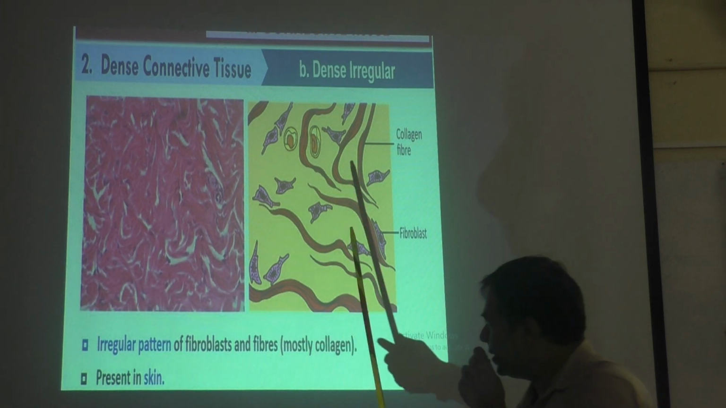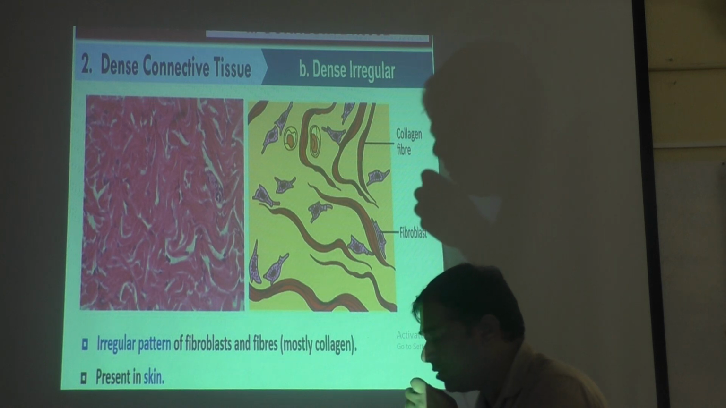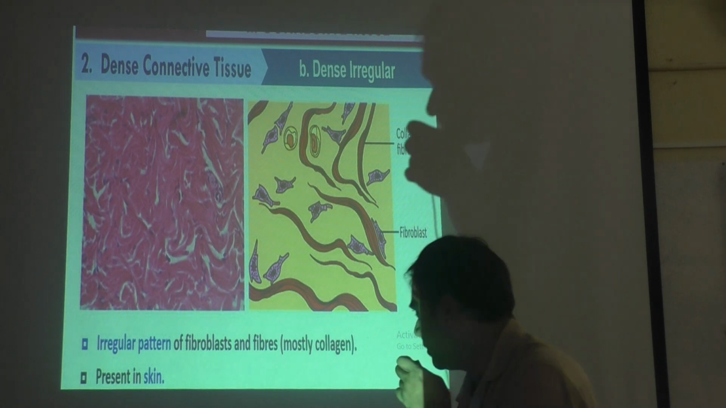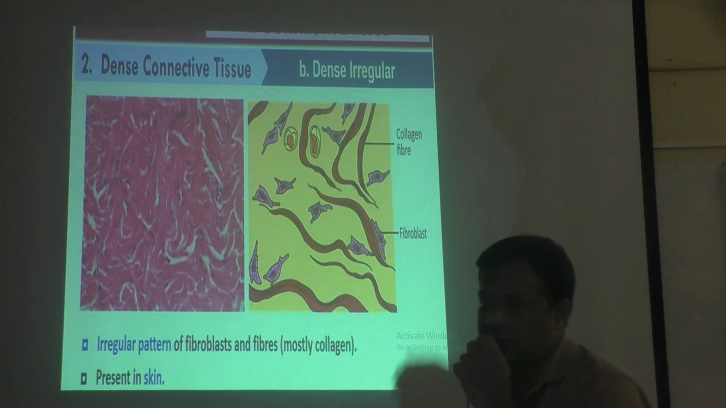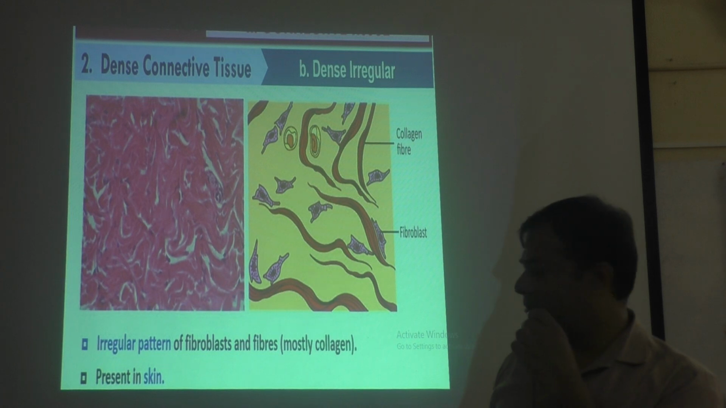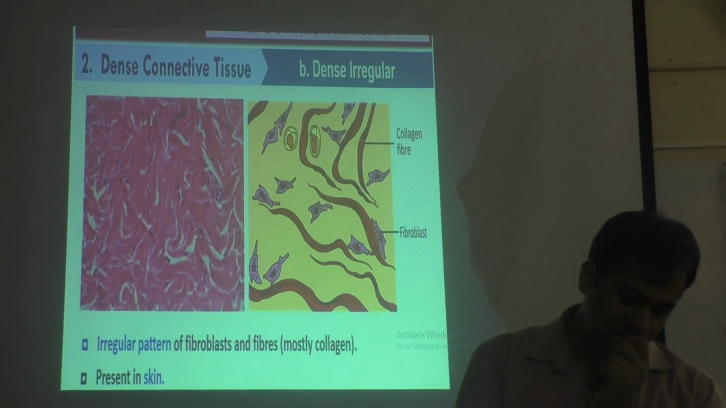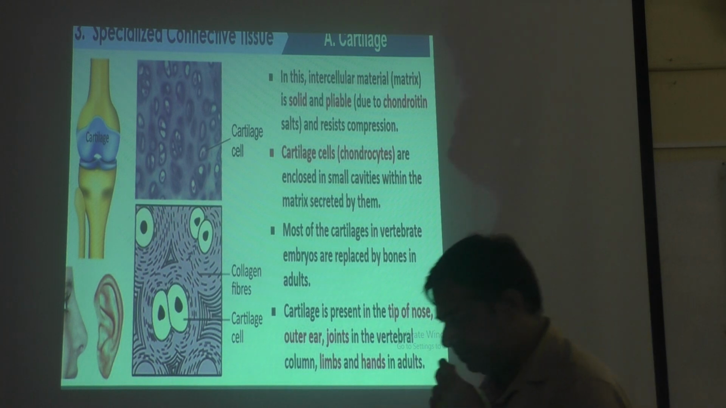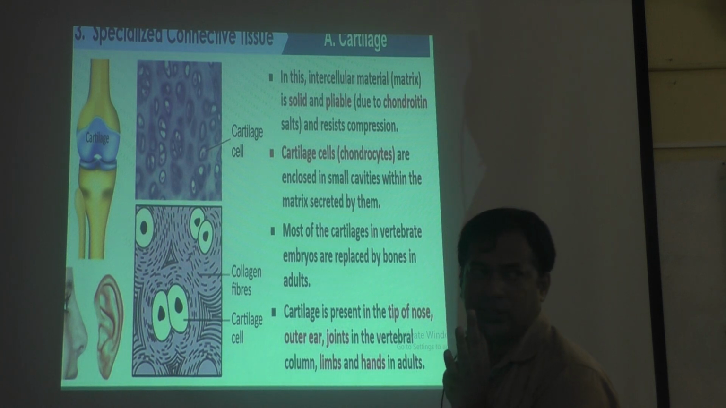Now we are going to discuss dense irregular. You can see that there is no particular fashion there. They are not arranged in a row. So there is an irregular pattern of fibroblasts or fibers, mostly collagen. Usually these kinds of irregular tissues are present in the skin. In the skin we see this kind of dense but irregular fibers. We'll go to the next slide. Then we discussed two types, dense regular and dense irregular. So with that dense connective tissue we finished.